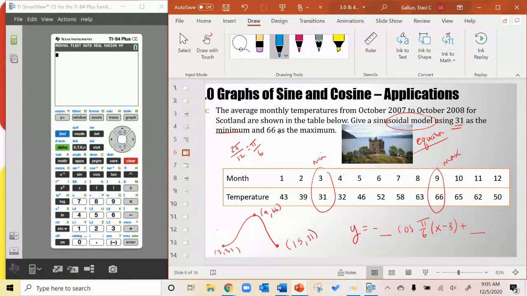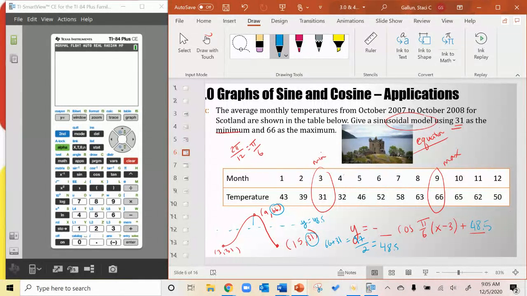So then I just need to calculate this. The middle of these, what's halfway between 31 and 66? 66 and 31 is 97, and half of that is 48.5, right? Yeah, sorry. So my sinusoidal axis would be at 48.5. My amplitude then, so this is y equals 48.5.